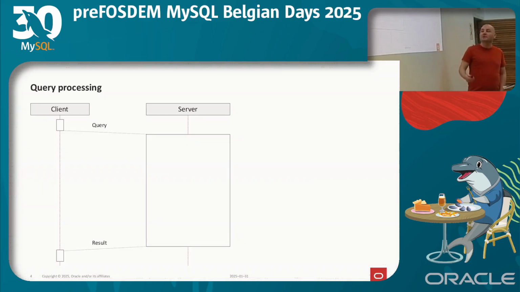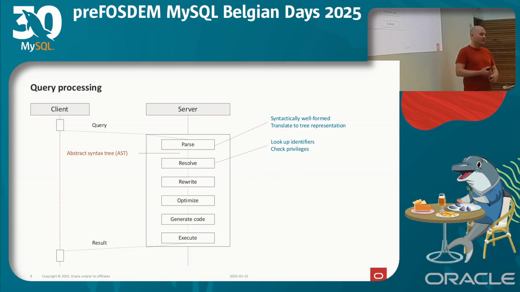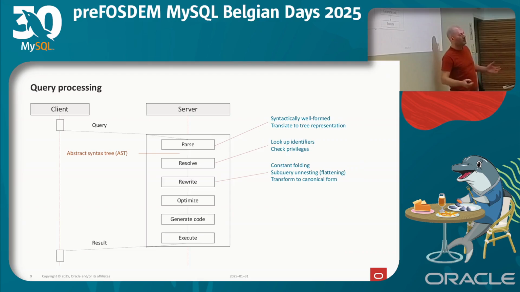A client sends a query to a server that sends a result back. And the server does a lot of stuff with that query before we can produce the results. We parse the query, produce an abstract syntax tree. We resolve all the table names, column names, we find the views, we expand them into subqueries. And then in the next step, we take those subqueries, we unnest them so that we end up with semi-joins and inner joins for these things. So we end up with hopefully one big query instead of one query with many subqueries.